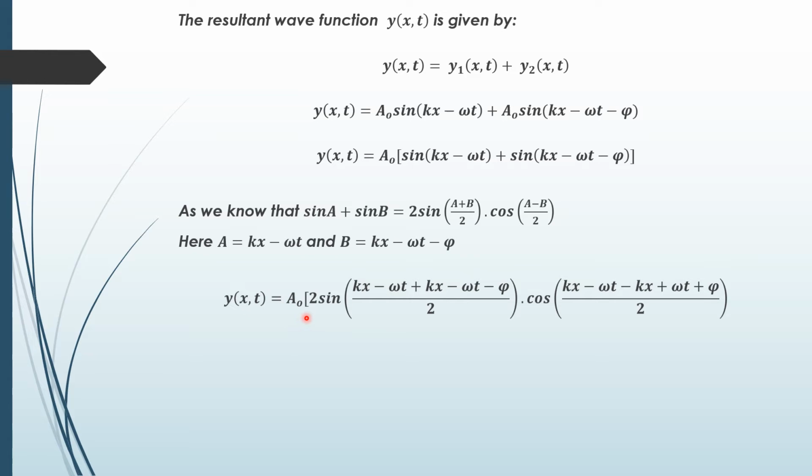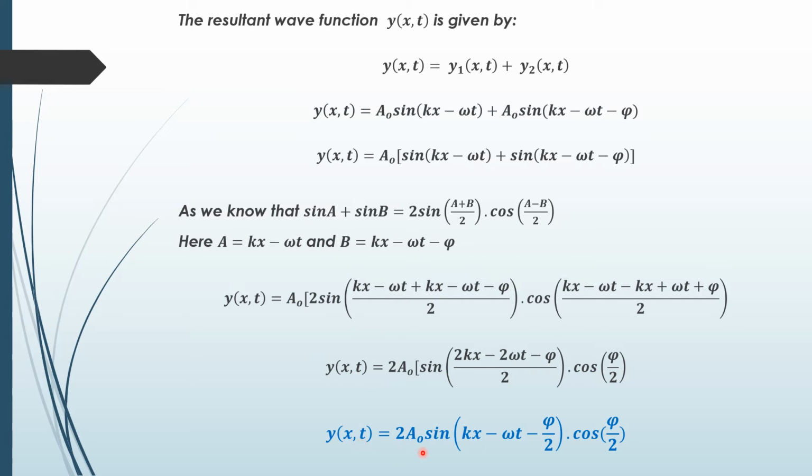y(x,t) is equal to 2a0 into sin((kx - ωt + kx - ωt - φ)/2) into cos((kx - ωt - kx + ωt + φ)/2). We will multiply this bracket with the negative, so this positive plus positive will become negative, and these two negatives will become positive. So this kx cancels, ωt cancels, and here we have kx plus kx, 2kx, ωt plus ωt, 2ωt. So y(x,t) is equal to 2a0 into sin((2kx - 2ωt - φ)/2) into cos(φ/2), or y(x,t) is equal to 2a0 sin. If you divide 2kx by 2, we get kx, 2ωt by 2, we get ωt, and then minus φ/2. So we get y(x,t) = 2a0 sin(kx - ωt - φ/2) into cos(φ/2).